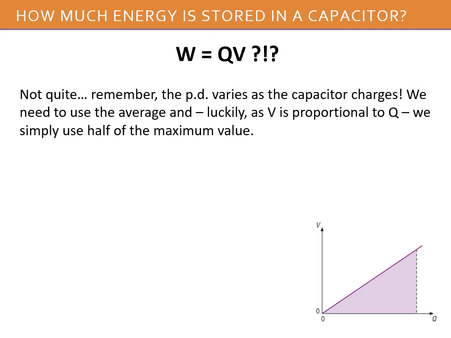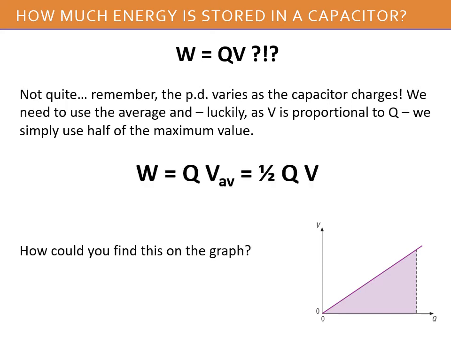So we have to take the average of the work done. When we take the average, the initial potential difference plus the final potential difference is divided by 2. According to the graph, the area under the line will also give us the same value, half QV, half times charge times voltage.